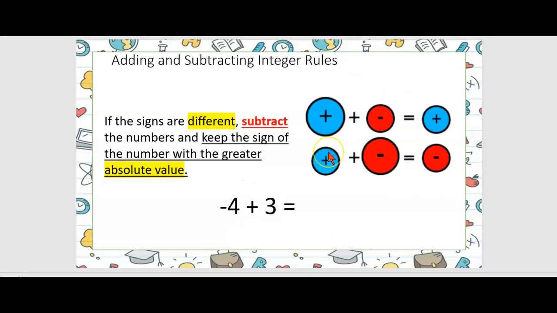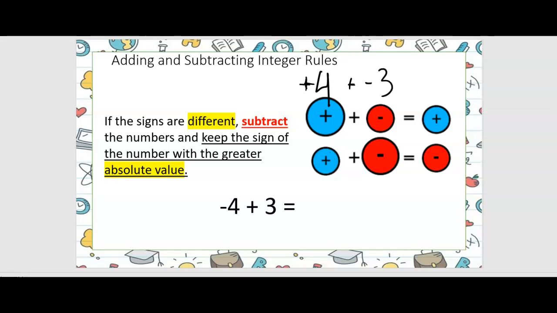All right, what if you get different things? What if you have a positive and a negative? It all depends on which value is greater. For this example, let's say we take a positive 4, add a negative 3.